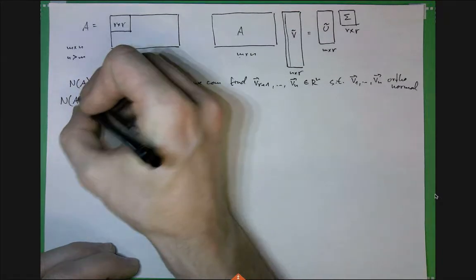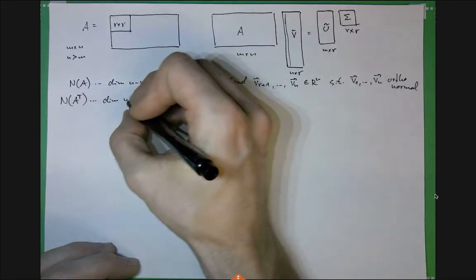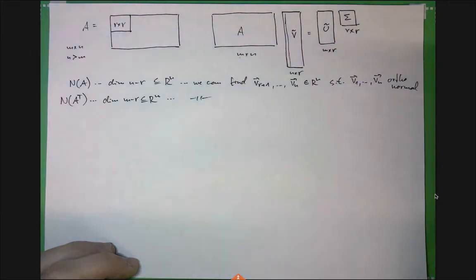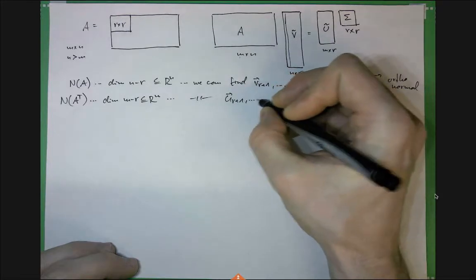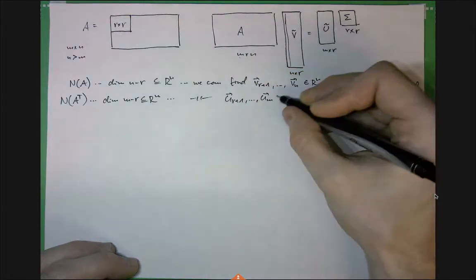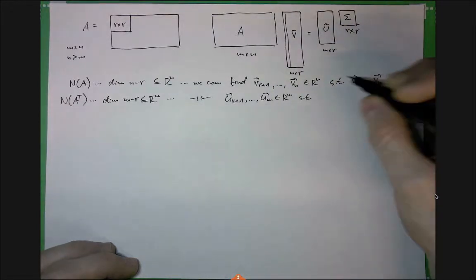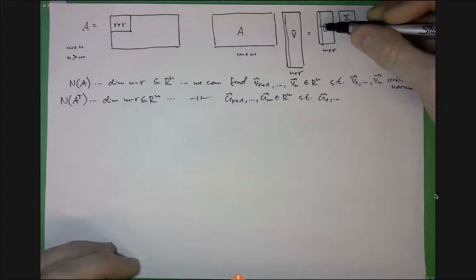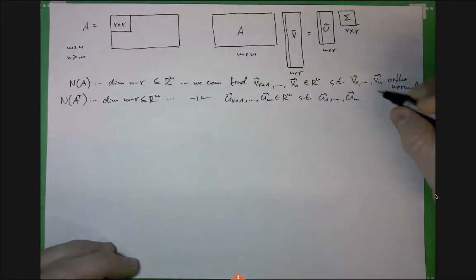So the same thing is true for the left null space. The left null space has dimension m minus r. It's a subspace of Rm. And here we can find u r plus 1, u r plus 2, and so on up to um, of course from Rm, such that, guess what, if I put them all together, so if I take the columns of U, this is u1, this is u2, and so on, I get again an orthonormal basis.